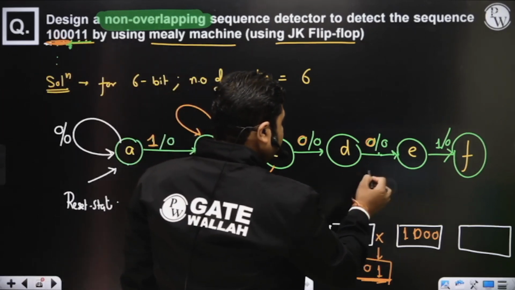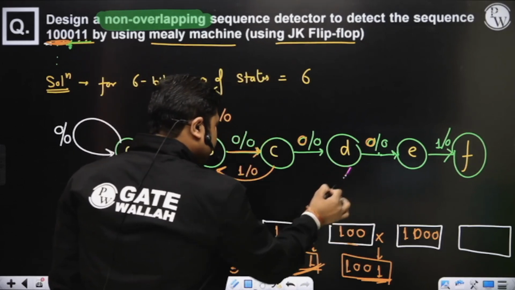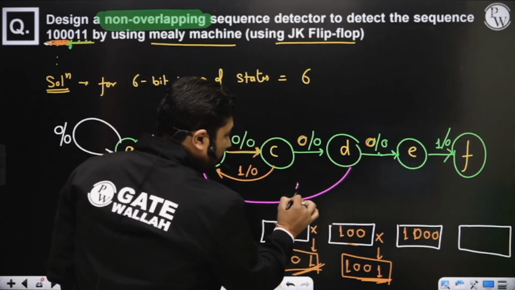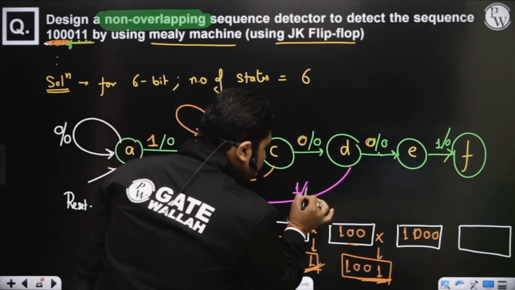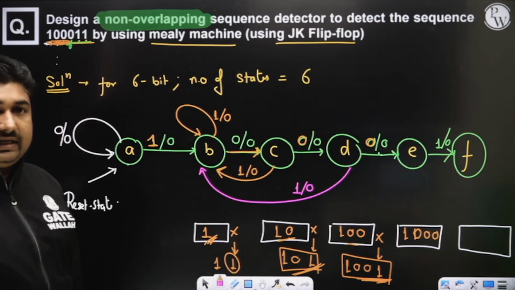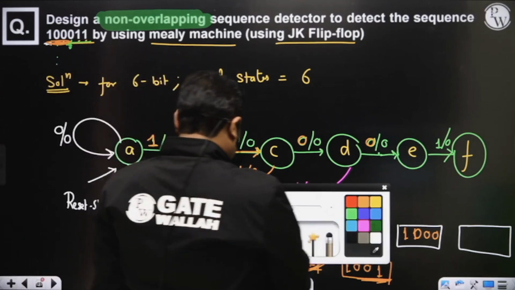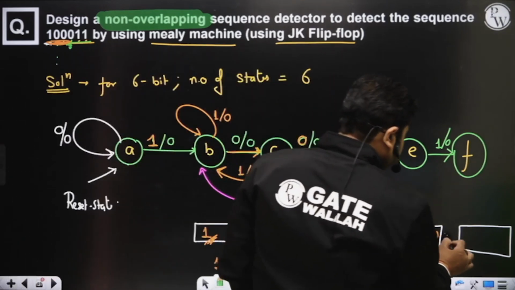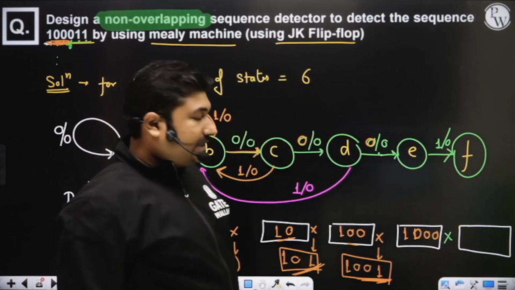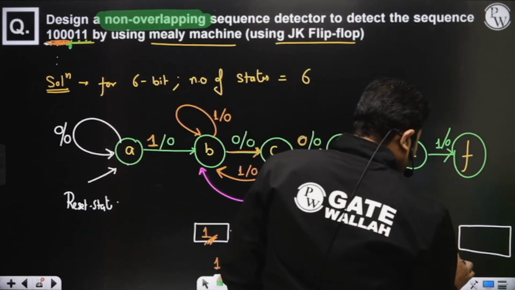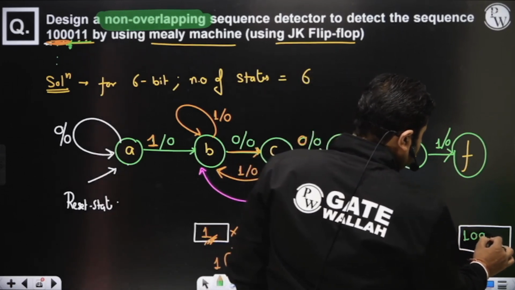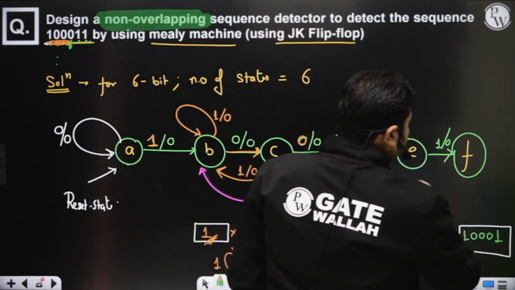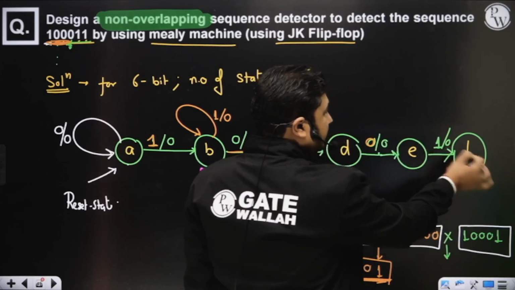So we have state D with x equal to 1. We have reached state B again. Output is 0 because the sequence is not yet detected. Again, we have reached here. x equal to 0 or 1 is possible here. If x is equal to 1, then it is the required sequence. You can move to the next state F.